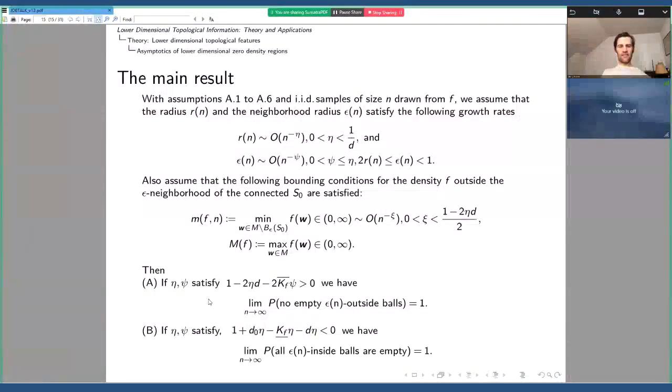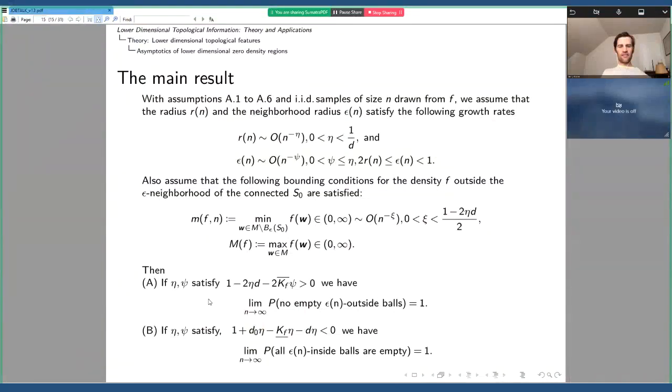So this is basically a consistency result for our covering scheme method, basically saying that it suffices that you only look at the empty covering balls, and then you will be able to figure out where the zero density regions are.